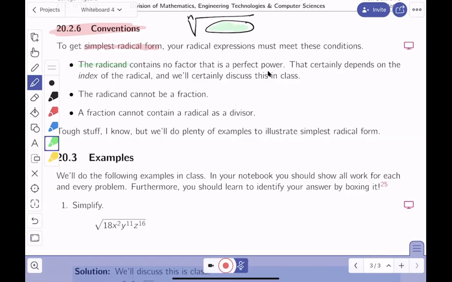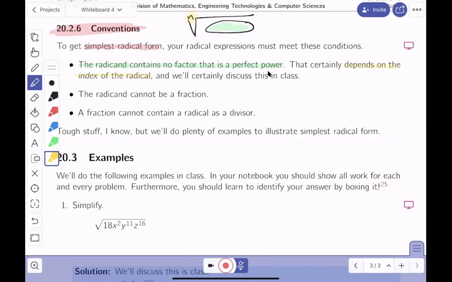Okay, what does it say? The radicand contains no factors that are a perfect power. What power are we talking about? We're talking about this power. So if it's a square root, we're looking for perfect squares. If it's a cube root, we're looking for perfect cubes. If it's a fourth root, we're looking for perfect fourth powers, and so forth and so on. It certainly depends on the index. It depends on this. We'll certainly do examples and discuss it.